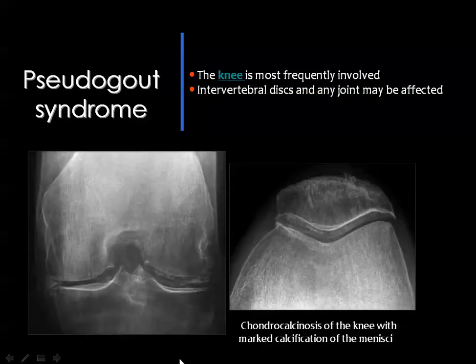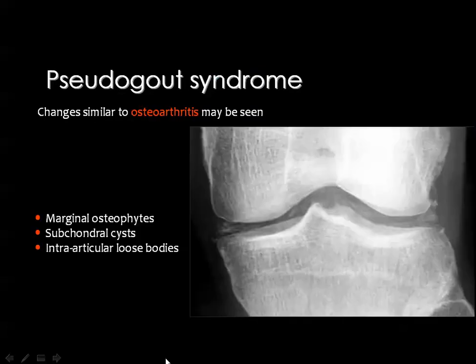And here is an example of pseudogout with calcification of the meniscus as well as calcification of the patellar articular cartilage. Also, a case of pseudogout, and you see calcification of the meniscus. And you remember in some cases of advanced osteoarthritis of the knee, you may get calcium in the menisci and also around the joint.